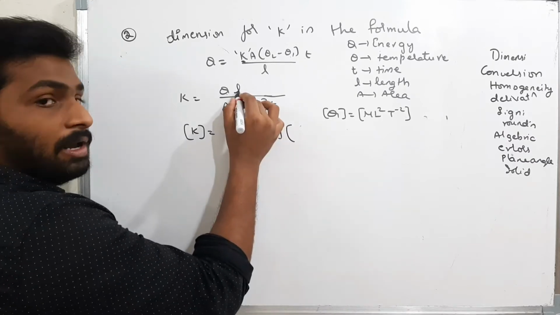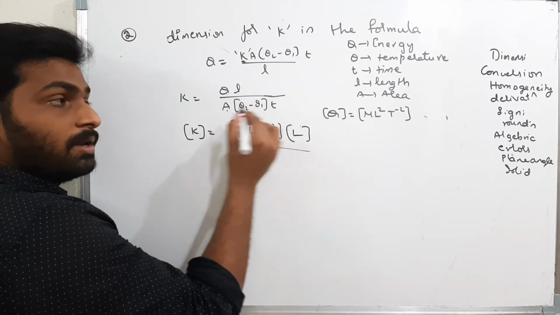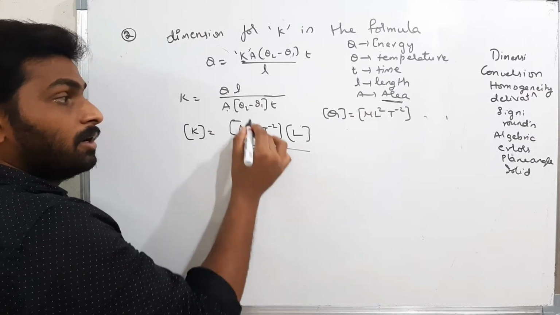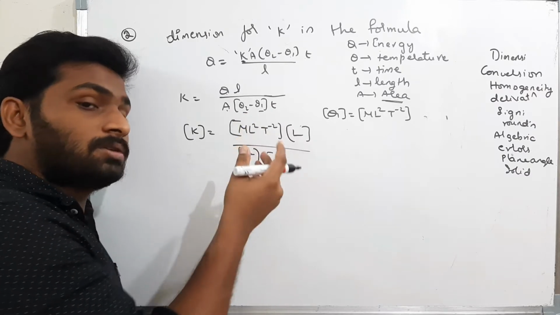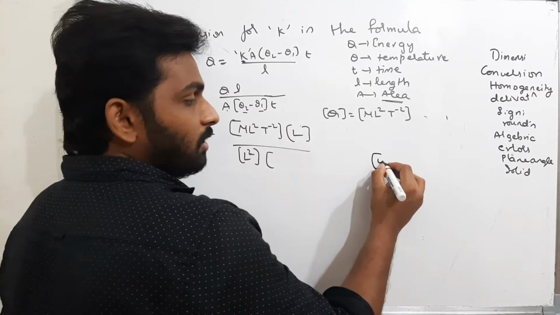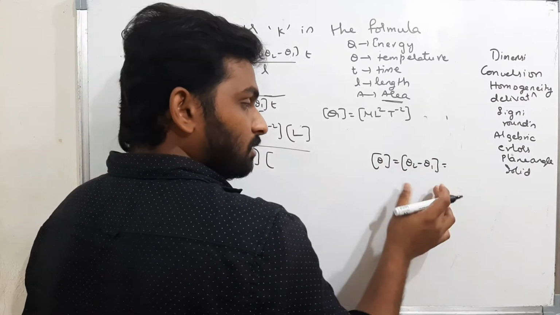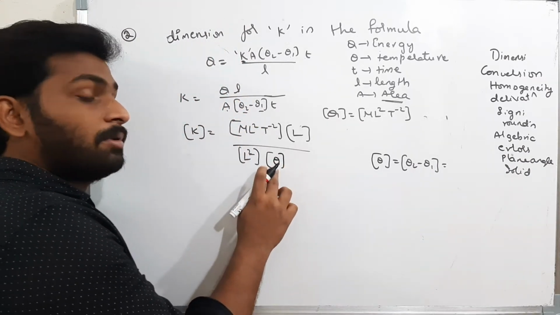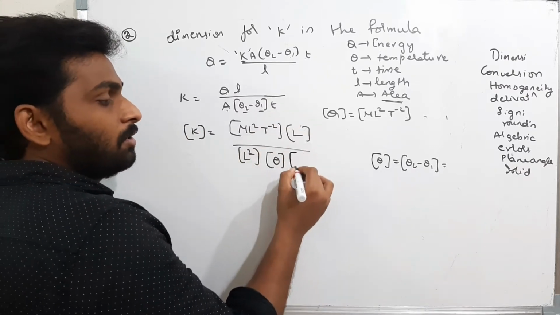The dimension formula for length is L. That is L divided by the dimension formula for area, which is L square. Next, theta 2 minus theta 1. The difference in temperature also has the same dimension as temperature. Therefore, I will take the dimension formula for temperature, and I am assuming it as theta. Now into T, the dimension is T.